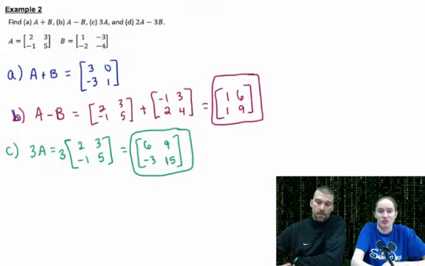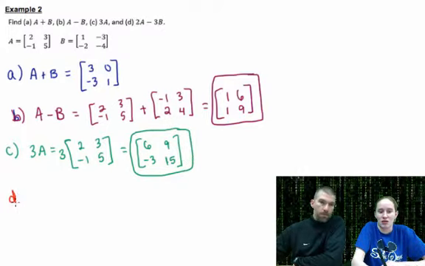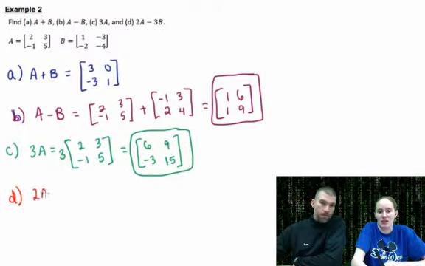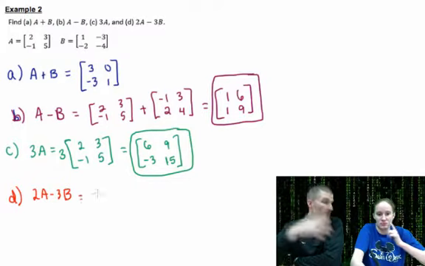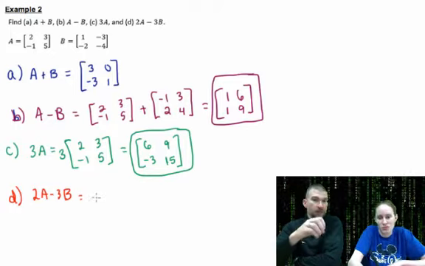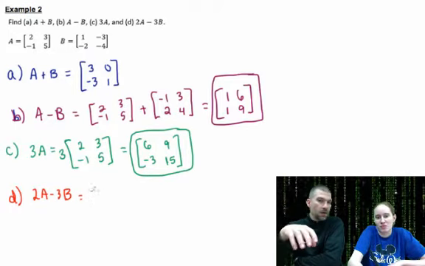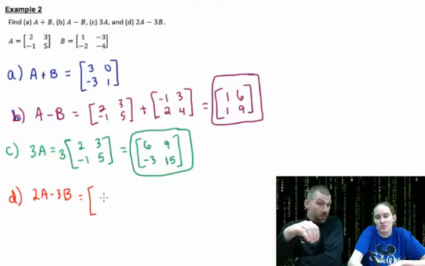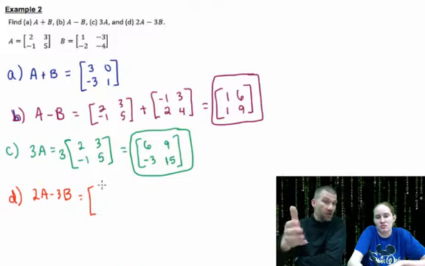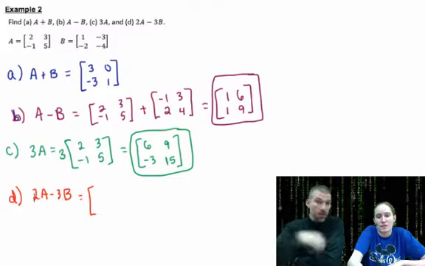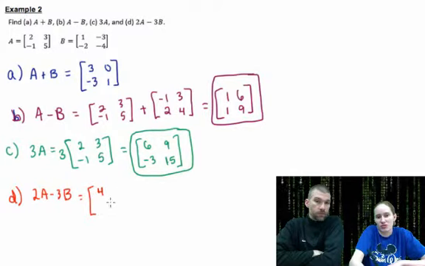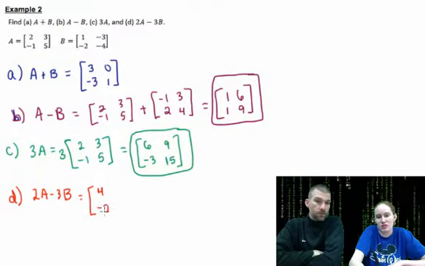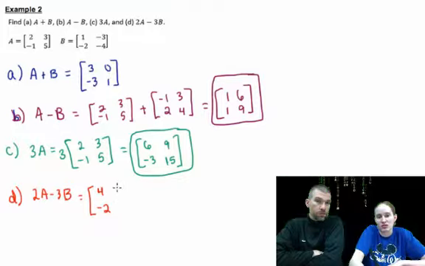And last, 2A minus 3B. So now you're going to multiply by the scalars first on both matrices, and then whatever you get, you're going to add. Right. And remember, we're going to take care of that negative sign by multiplying by -3. So we're good to go. So 2 times the matrix A, so that'll give us 2 times 2 is 4, 2 times -1 is -2, 2 times 3 is 6, 2 times 5 is 10.